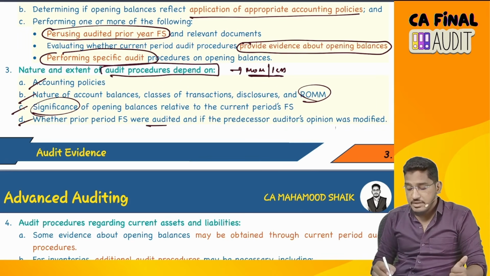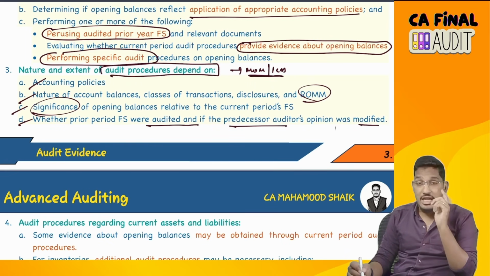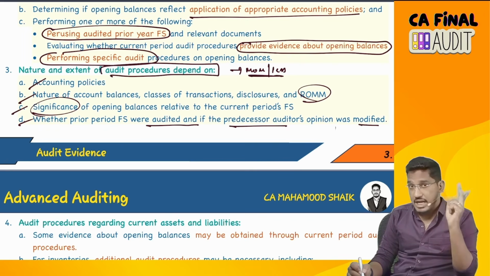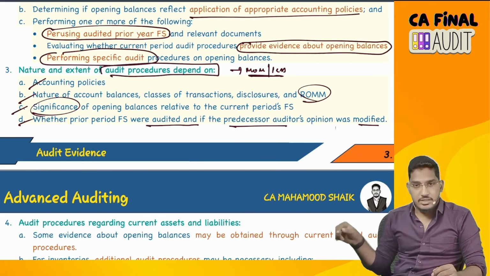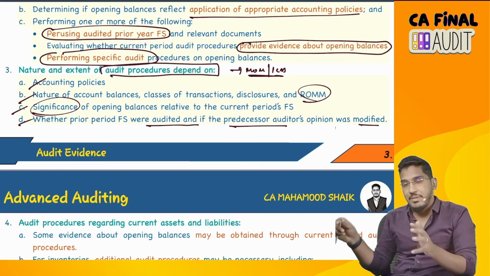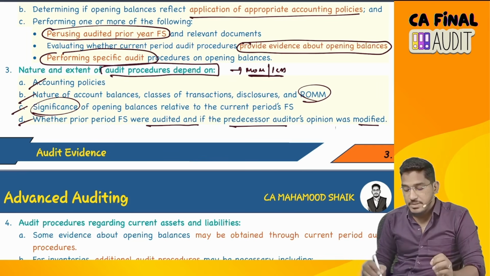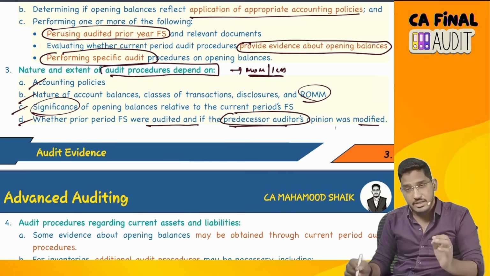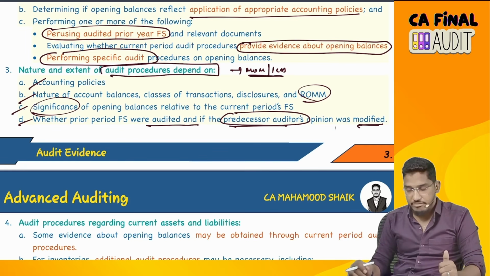And whether prior period financial statements were audited, and if the predecessor auditor's opinion was modified. If the last year financial statements were audited and if the last year auditor has given a modified opinion, then the risk is very high there. Then we need to spend more time on opening balances. Why? Because the chances are, in order to manipulate, the management might make adjustments in the opening balances. So that's why, especially if the previous auditor conducted the audit and gave a modified opinion in the last year financial statements, then you have to be very careful.